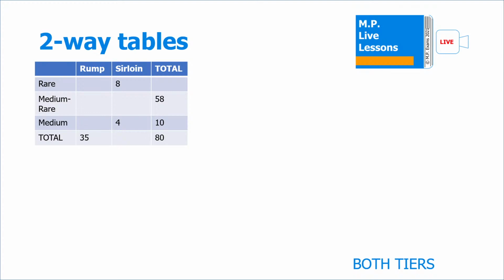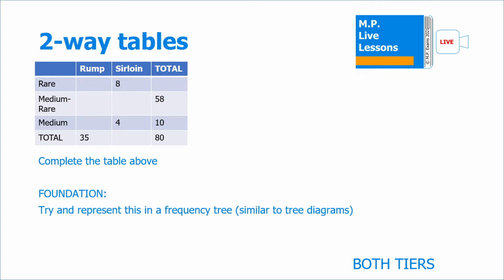Now we move on to some statistics. So let's say for both tiers we've got two-way tables. First we want to complete the table above, and for foundation, try and represent this in a frequency tree, which is similar to tree diagrams.